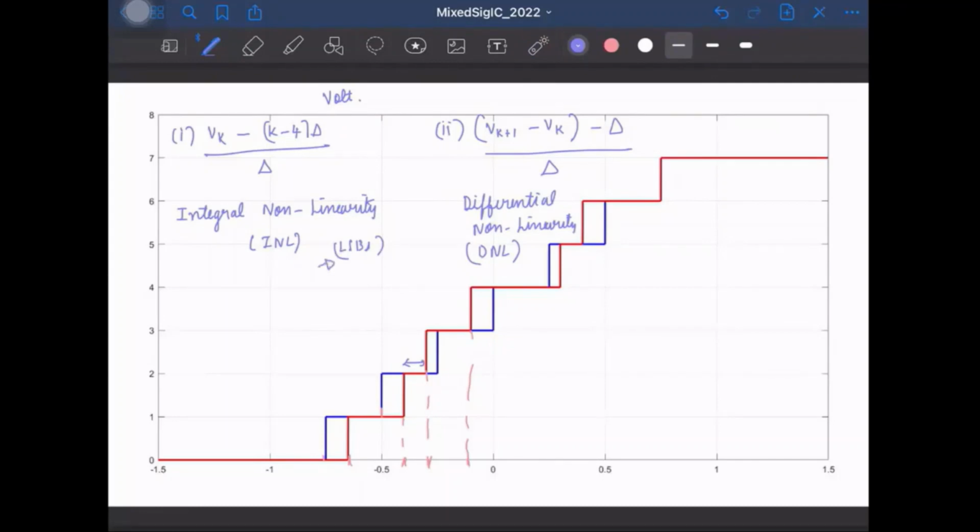That's because you can think of the step size delta as so many volts for a one LSB transition. So although the actual dimension is volt, you can sort of think of it as some volts per LSB. So this is volts, and this is volts per LSB, and this is so many LSBs. So the final quantity has dimensions of LSB.